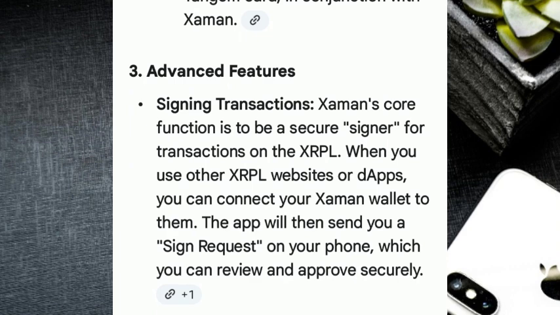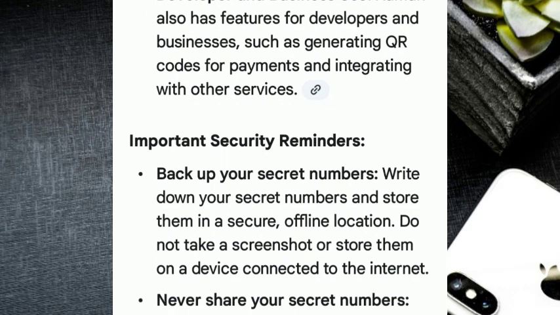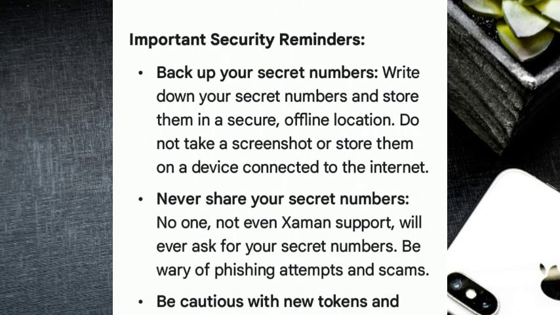Xaman's core function is to be a secure signer for transactions on the XRPL. When you use other XRPL websites or apps, you can connect your Xaman wallet to them. The app will then send you a sign request on your phone, which you can review and approve securely. Xaman also has features for developers and businesses, such as generating QR codes for payments and integrating other services. Now, here are some important security reminders.